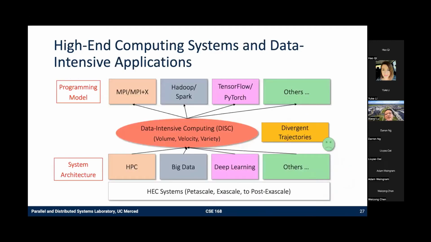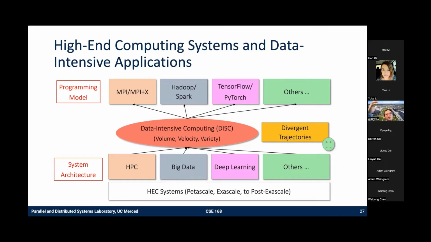But if you look at the scientific domain, that's another scenario and another challenge we are facing. From the middle part, we are trying to develop data-intensive computing applications. We have to handle large volume problems, velocity problems, variety problems. But unfortunately, from the system architecture perspective, I can borrow some solutions from the HPC domain like MPI, PGAS I mentioned earlier. You can also think about whether I should borrow technology from the big data community like Spark, Hadoop, or borrow some existing solutions from deep learning like TensorFlow or PyTorch or some others, MATLAB, something like that. Then running on top of HPC systems like Petascale, Exascale, or post-Exascale systems.